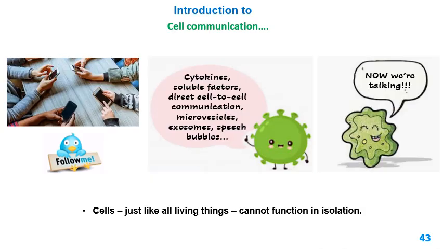You can use some proteins that the cells are making. You can have cytokines, soluble factors that you put out there. You can have cells that bump into each other and have receptors. Those are direct cell-to-cell communications, very important for immune system functions. You can have big vesicles, called microvesicles, and tiny vesicles, called exosomes. And bacteria communicate by speech bubbles. So here is a happy cell saying, now we're talking.